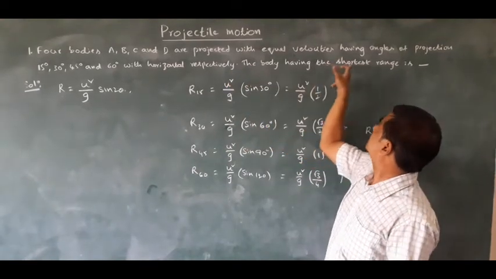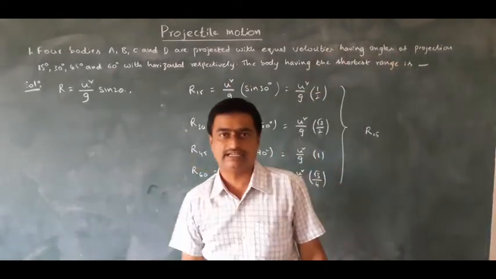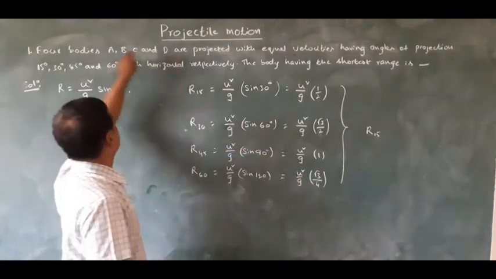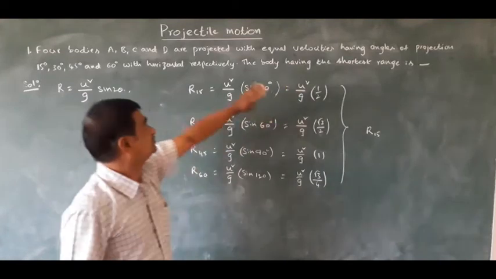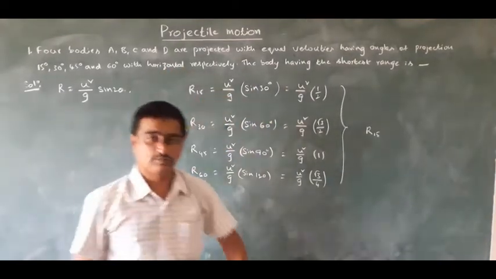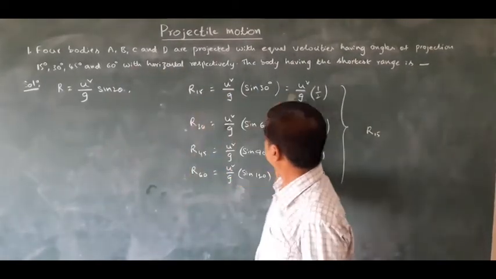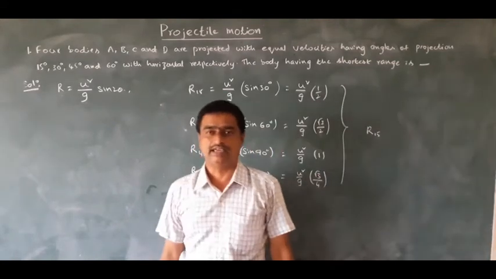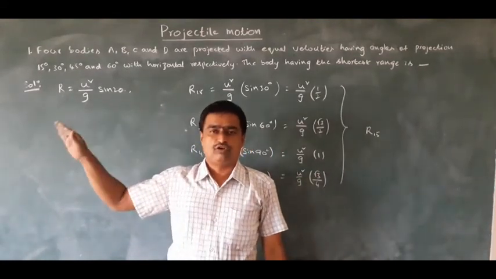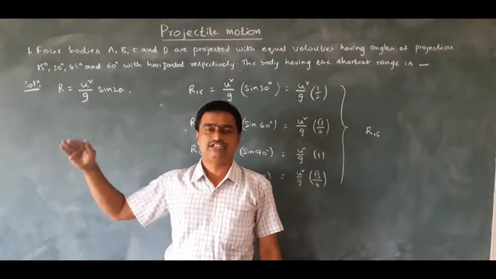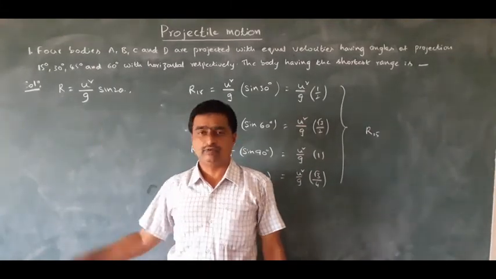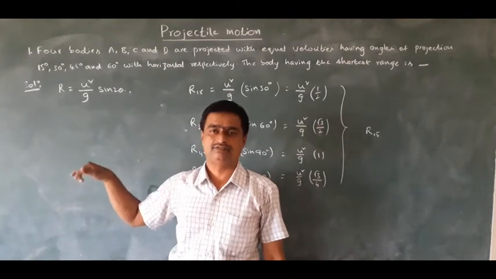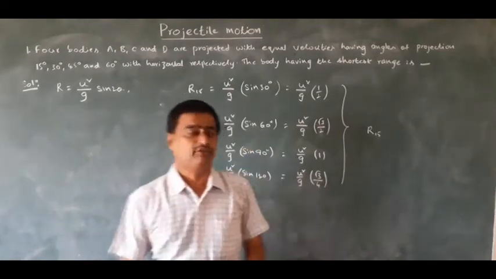The body having the shortest range, that is, it is given there are four bodies, all are having equal initial velocities, then they are having different angles of projection. For which body is there the shortest range? Okay. We are having u constant for all and acceleration due to gravity g is constant, those two parameters, and the only other parameter is theta.